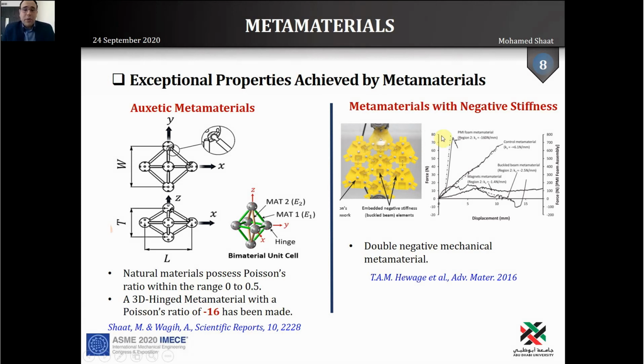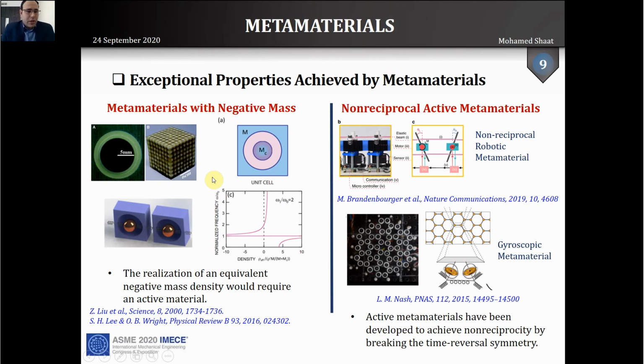So this is an example of a metamaterial with a negative stiffness. This is a composite metamaterial that has shown some exceptional dynamical performance that indicated that this material has an effective negative mass. These are 2 examples of active metamaterial. An active material is one that changes or tailors its properties in space and time with the aim, for example, of breaking the time reversal symmetry.